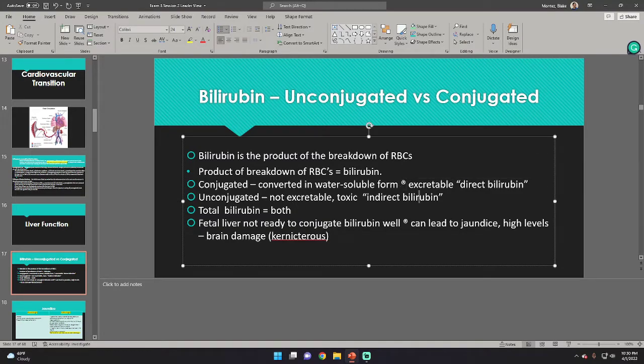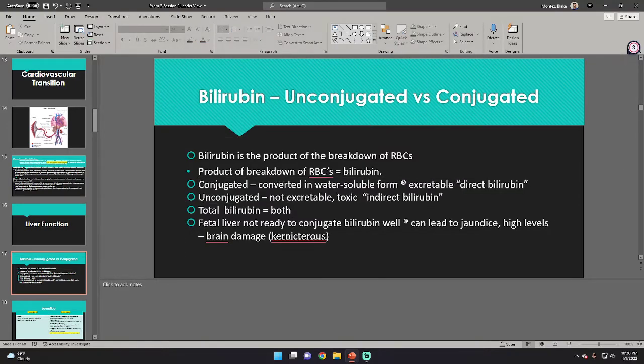These are supposed to be arrows. They didn't convert from Google Docs. Excretable to direct bilirubin. With an unconjugated, that is indirect bilirubin. The total bilirubin is going to be consisting of both of these.